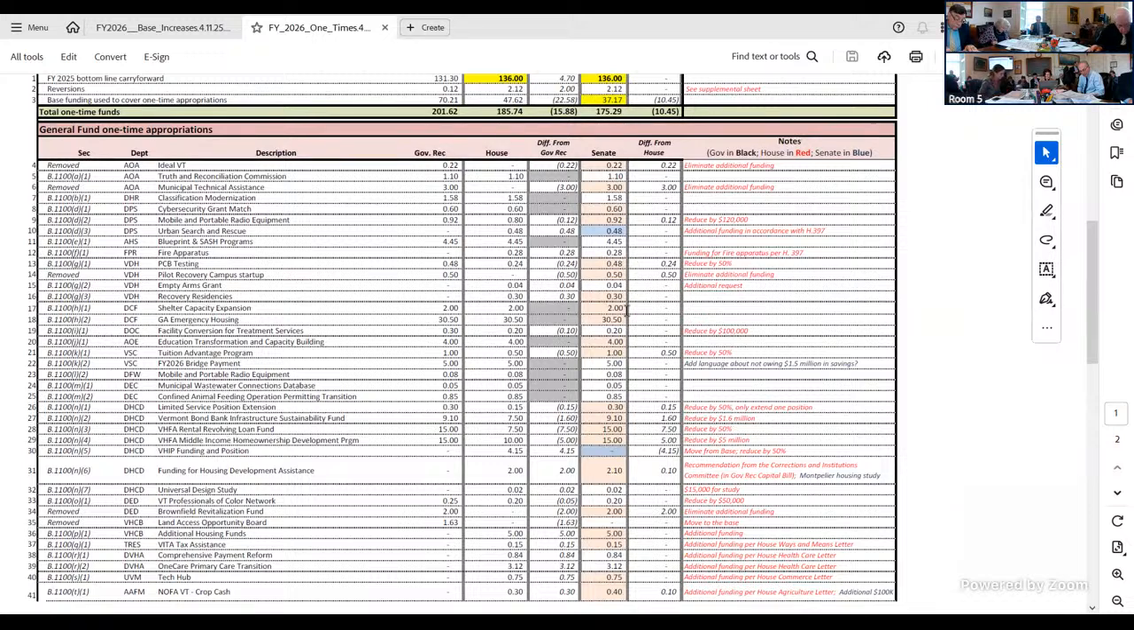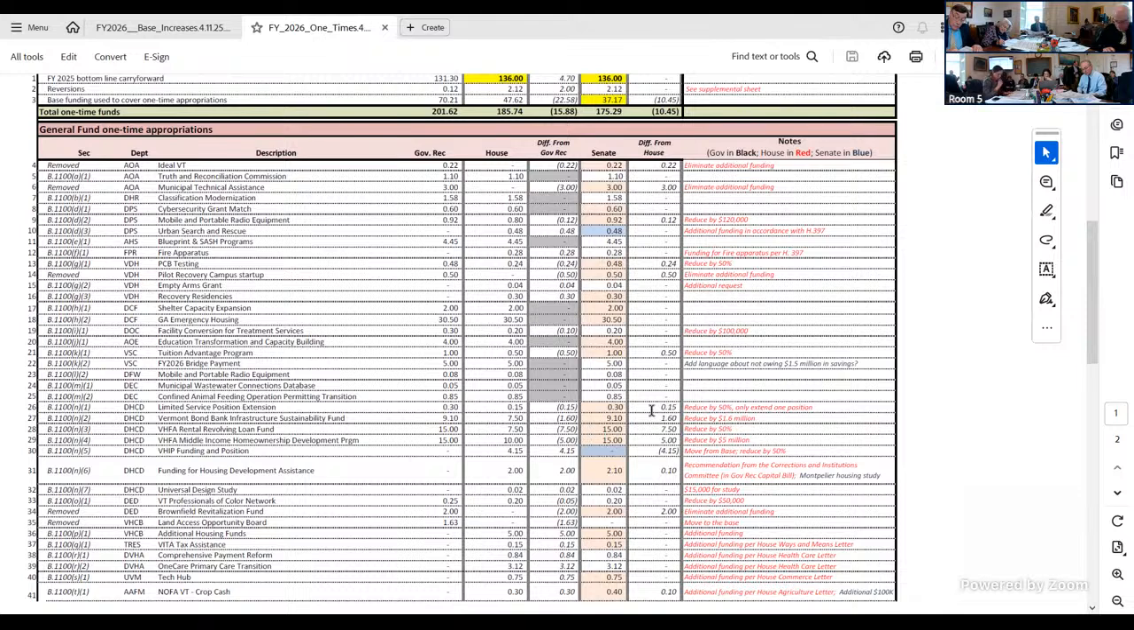Another one is remediation. That is going to be further down. Remediation is funky because it is a transfer to the environmental contingency fund, so it's on the bottom of this sheet. On line 4, Ideal Vermont, the House didn't fund it, but the governor did, so that's in at the governor's position. Municipal technical assistance for $3 million, the House didn't fund it, but the governor did, so it's in at the governor's position.